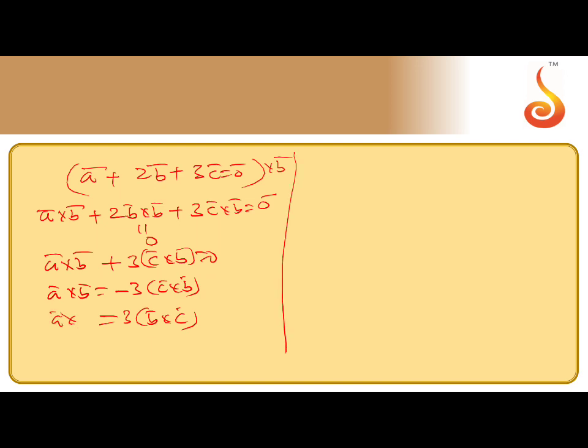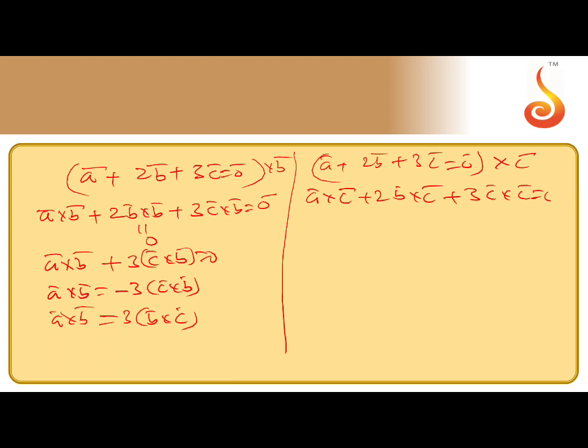Next, we take the cross product with C bar on both sides. Same logic you can follow. Cross product with C bar on both sides. If I take the cross product with C bar, A cross C plus 2 into B cross C plus 3 into C cross C equal to 0 bar.